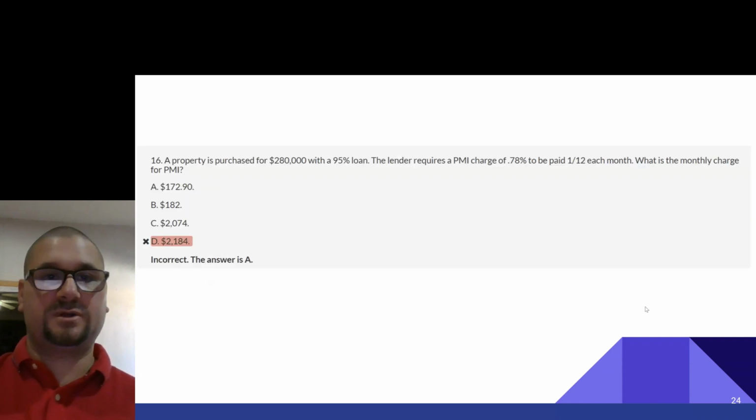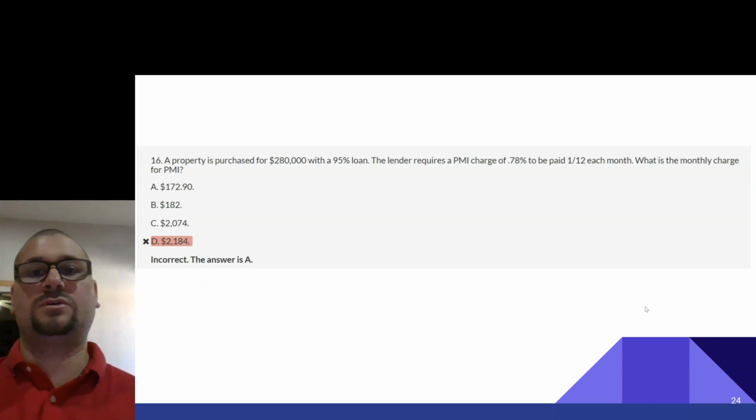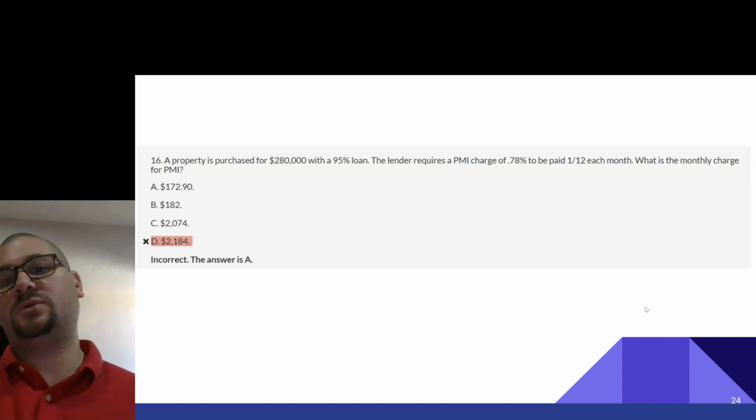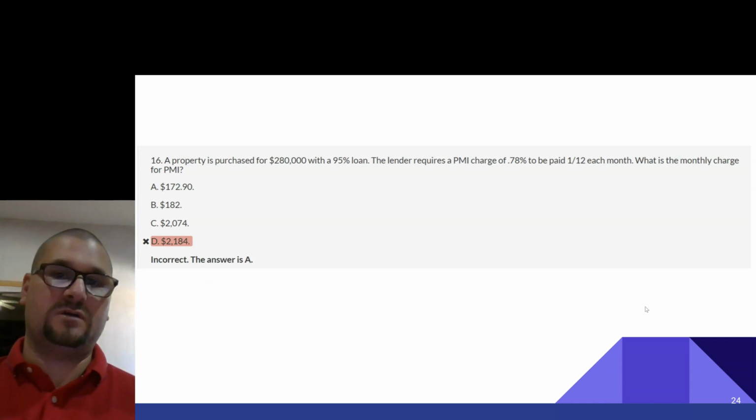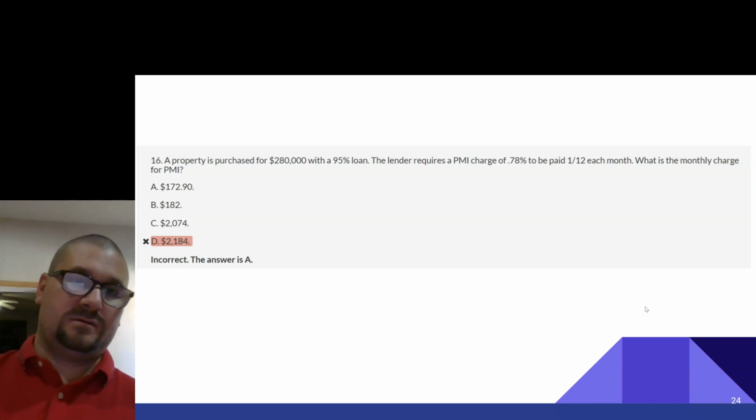Property is purchased for $280,000, 95% loan. So right away, multiply those two to get the total loan. Then you multiply by the 0.78%, divide by 12, and you get the monthly PMI. So $172, that's the monthly private mortgage insurance payment.